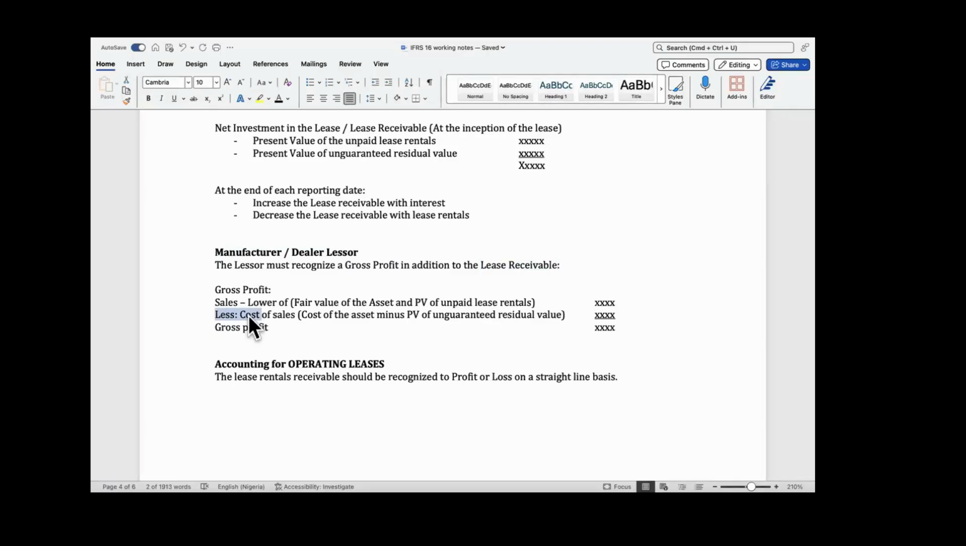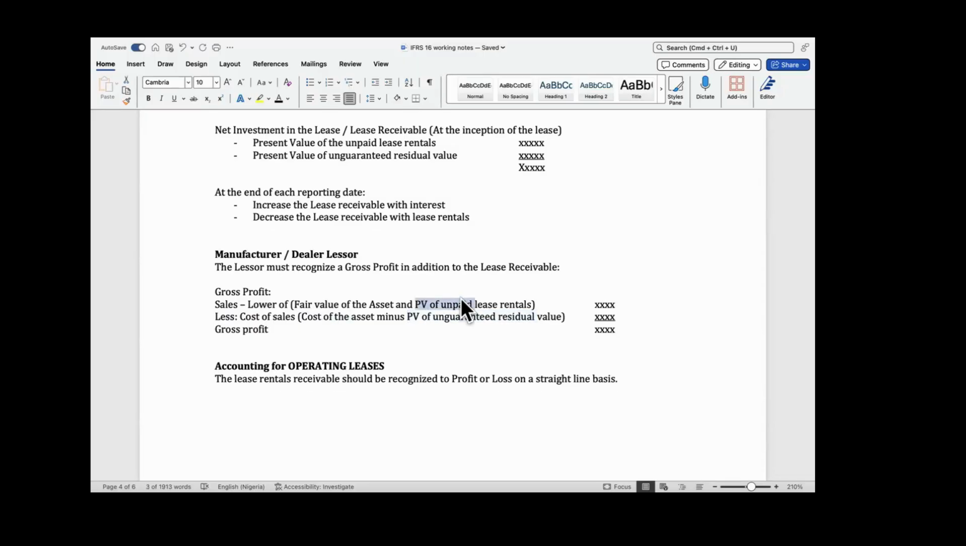just so that you are not trying to use a loophole in reporting. So we say recognize the sales at the lower of the fair value of the asset and its PV of unpaid lease rental, pick the lower, and the cost of sales is the cost of the asset minus the PV of unguaranteed residual value. And I explained why this is deducted here. I told you it's because it cannot be added up here, because IFRS 15 will not allow such an amount to be added as sales. So in order for it to still have an impact on our gross profits, I said we deduct it from the cost of sales.